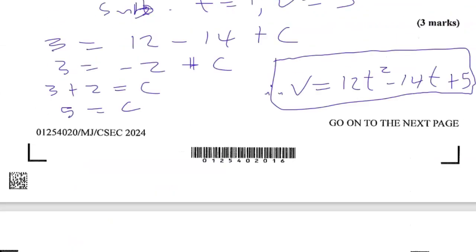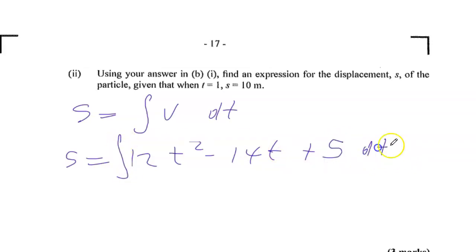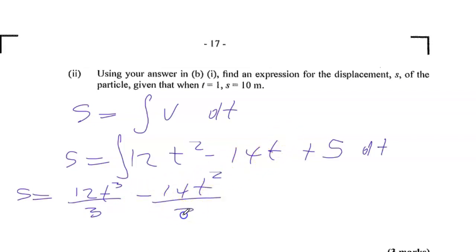Now the velocity was 12t squared minus 14t plus 5. We're going to integrate this with respect to t, which means we're going to add 1 to the t power and divide by the new power. So we have 12t, add 1 to the power, we get 3, divide by 3, minus 14t, add 1 to the power, we get 2, divide by 2, integrate the constant, it's 5t, plus c.